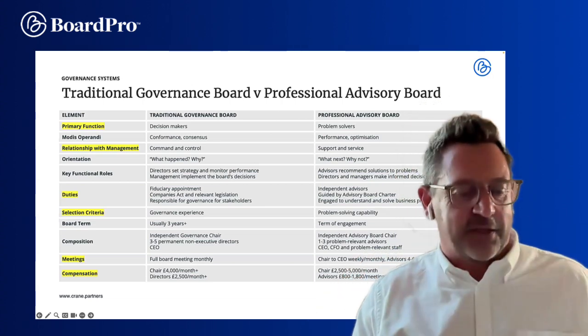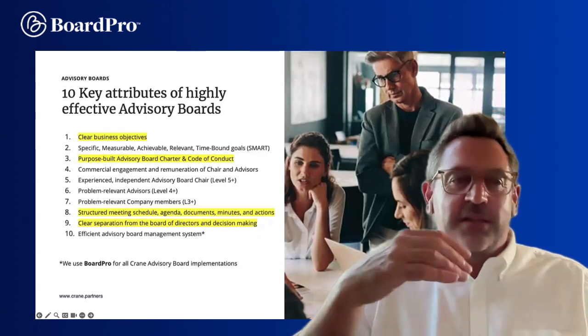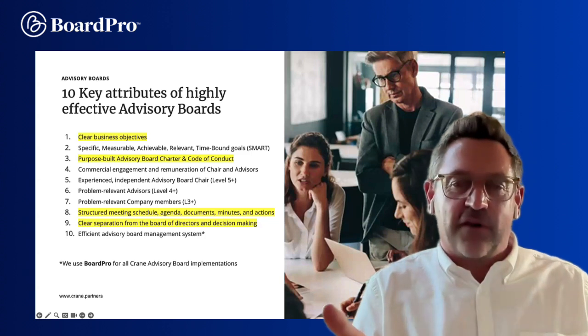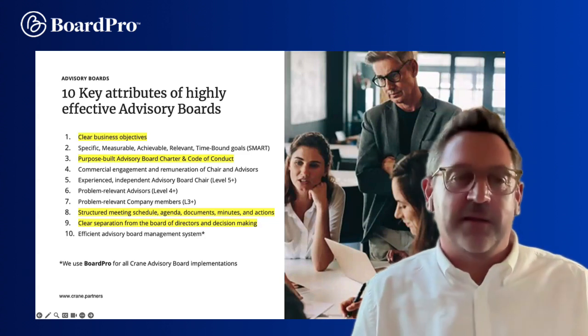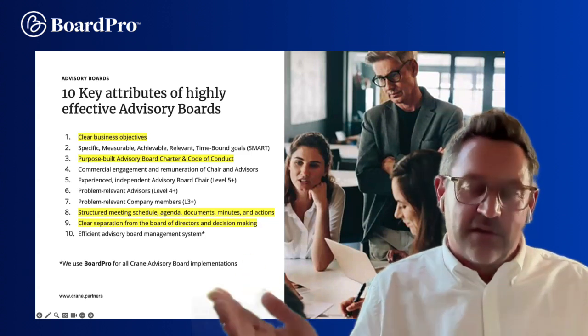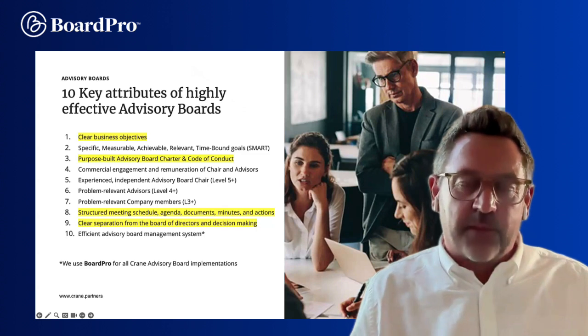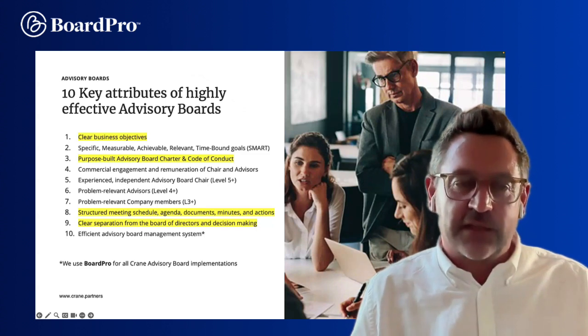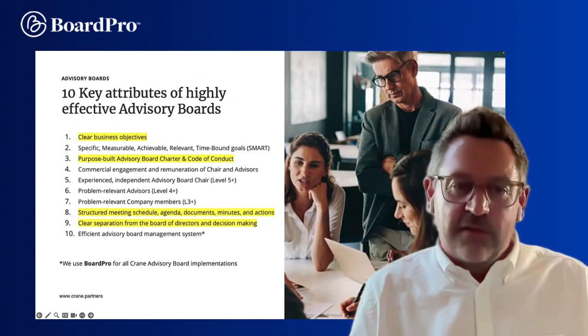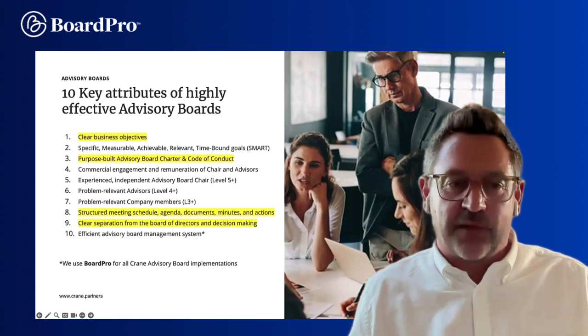All right, 2 more points, and then we can take any last questions. There's really 10 key attributes of highly effective advisory boards. You can see that in the slides when they come out. Clear business objectives, a really clear board charter and code of conduct. The meetings are structured. They're separate from the existing board of directors.